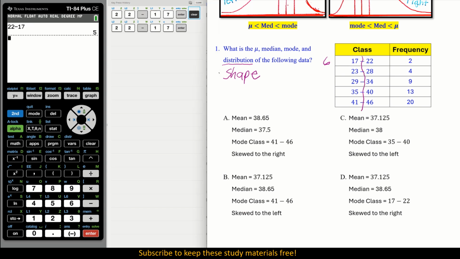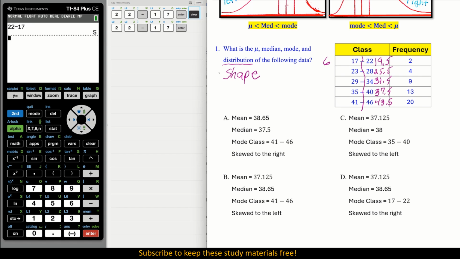Okay. Well, the middle of the first class, this would be 19.5. Then the next one, you just keep adding your 6. So 25.5. And then we have 31.5. And then 37.5. And then 43.5. Okay. So this gives us something where we can find the mean. But we also have to find the median.